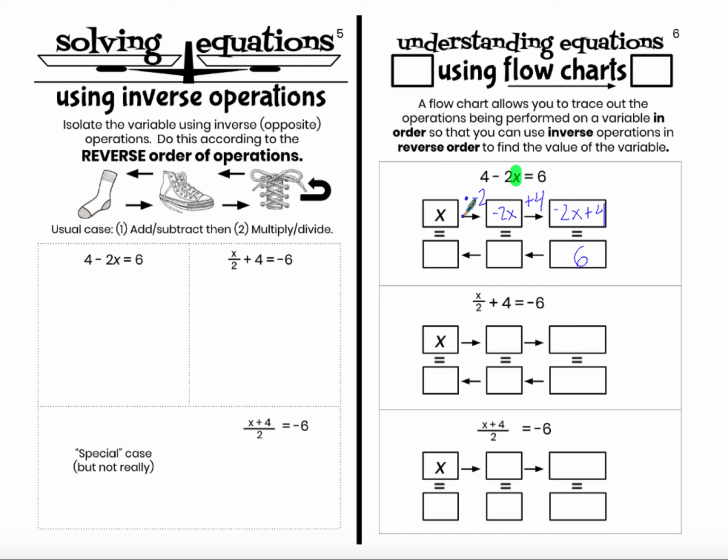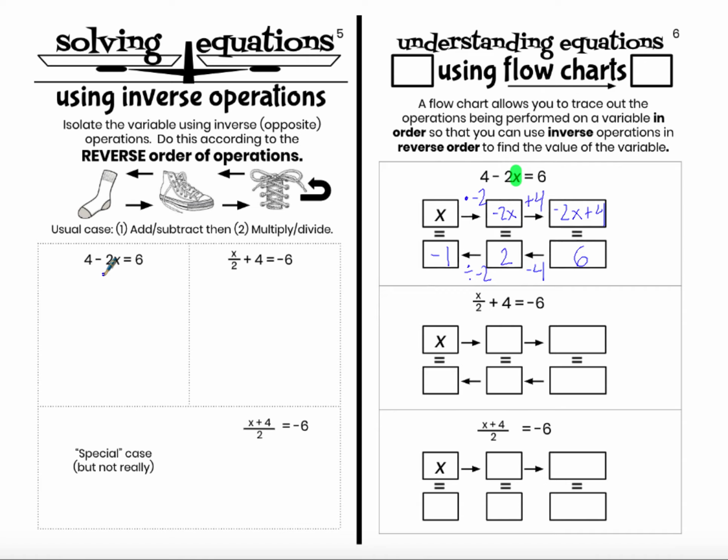And then I retrace my steps using inverse operations, but in the reverse order. So if I look above, I was adding 4. So now instead of adding 4, I'm going to subtract 4. 6 minus 4 is 2. And then finally, instead of multiplying by -2, I'm going to divide by -2. That gives me my final answer of -1.